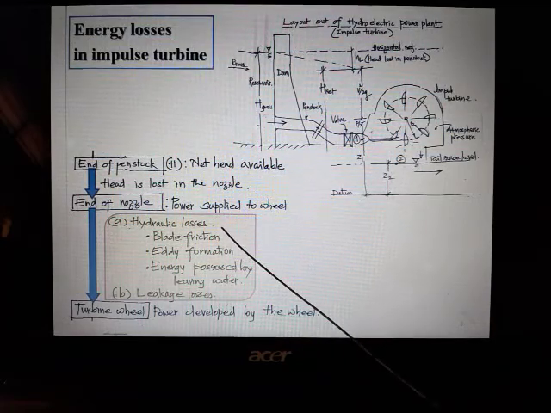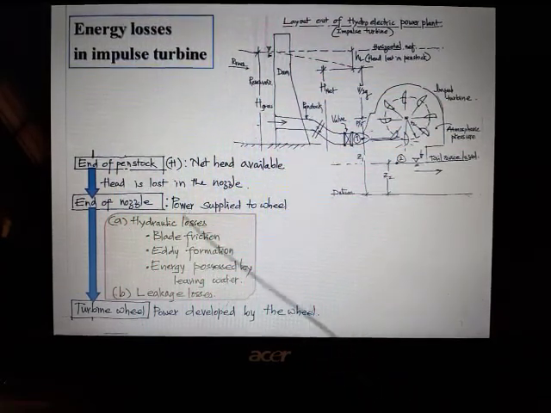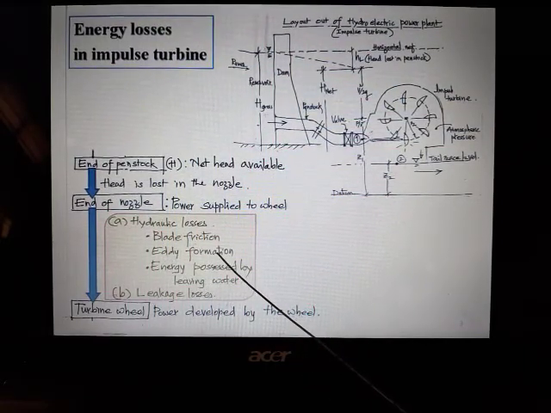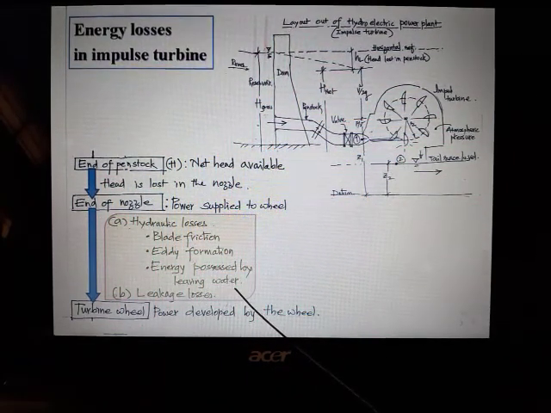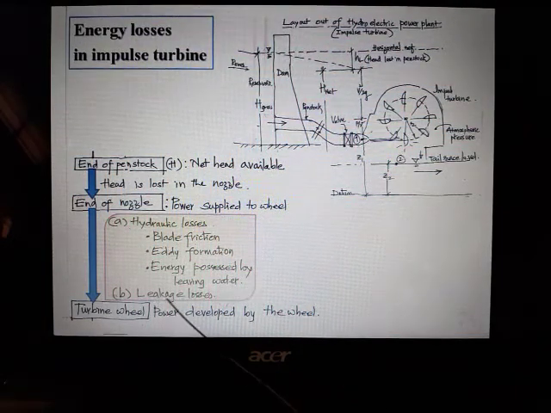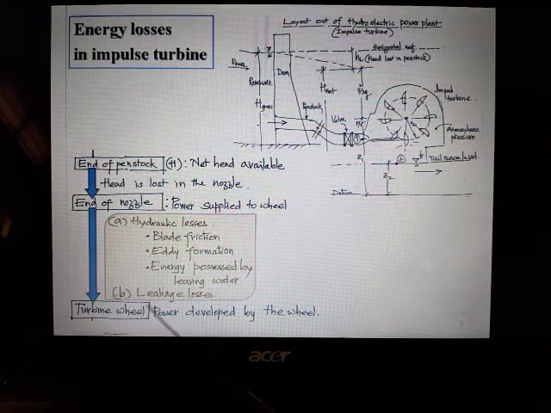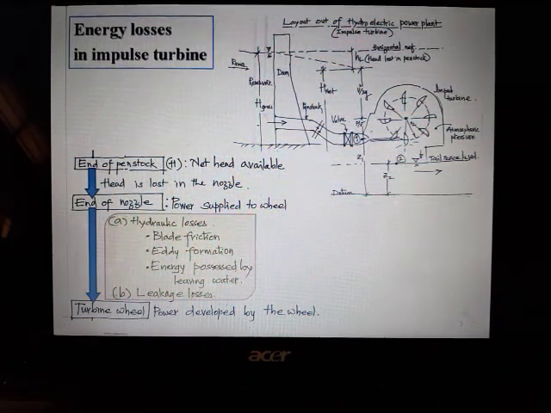Under hydraulic losses, we have blade friction. Water has to touch and move along the blade, so there is blade friction. There is eddy formation, a reverse flow. And then the energy possessed by the water which is not touching the vanes. And then there may be some leakage losses. So the turbine wheel starts rotating. Power is now developed by the wheel.